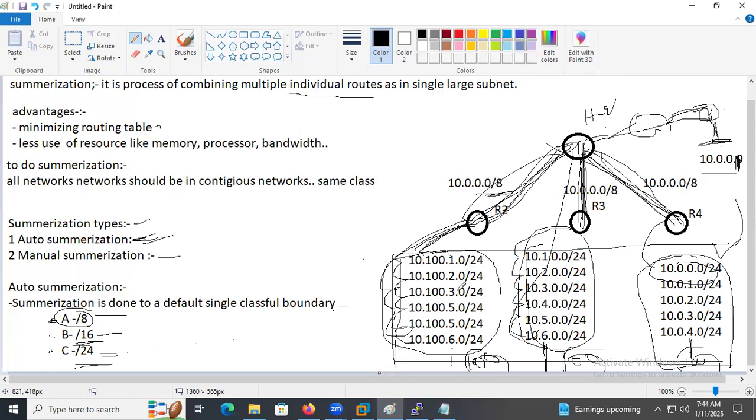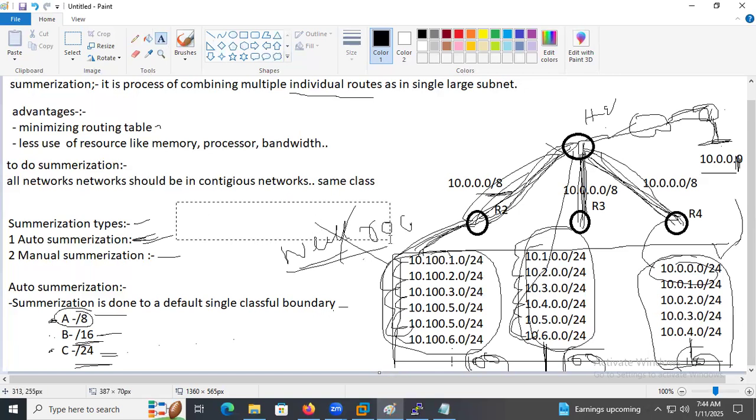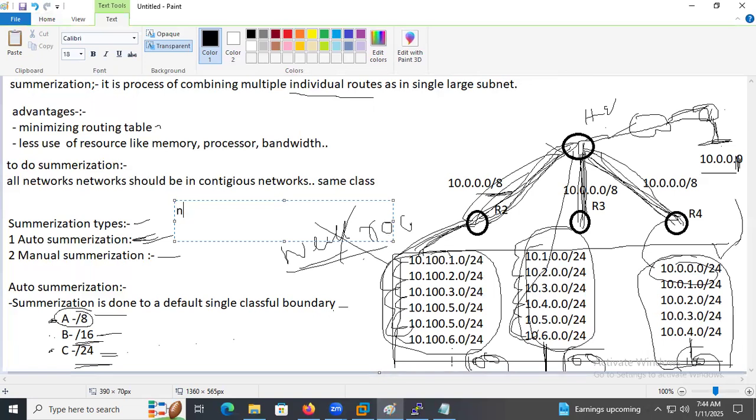Even though EIGRP, if you configure auto summary, when they do auto summary, in order to avoid this loop, a null route will be created automatically by the routing protocol. Why will the null route be created? To avoid the loop in the EIGRP domain. That's why in order to avoid this type of thing in EIGRP, we always see a command called no auto summary. Remember, in all our last classes, after configuring EIGRP, we are giving the command no auto summary.